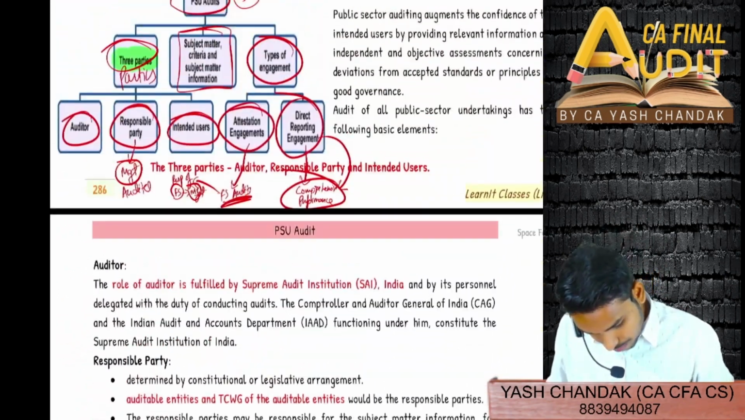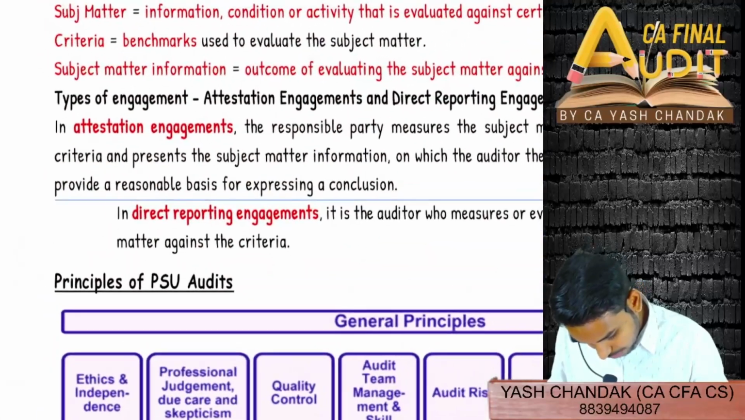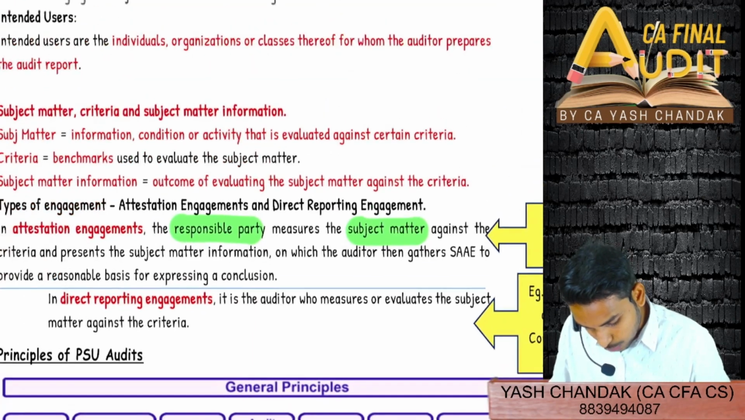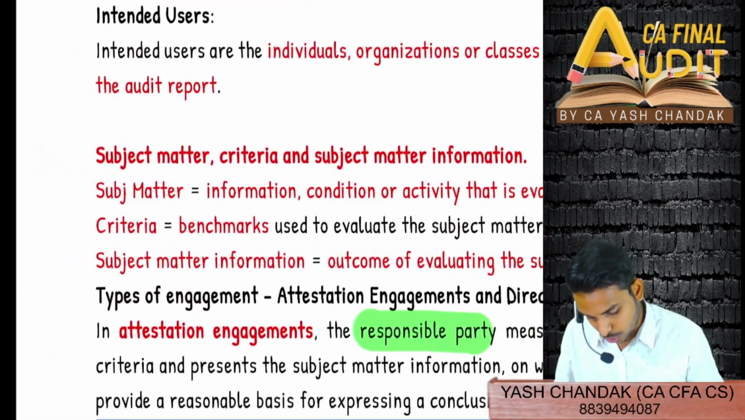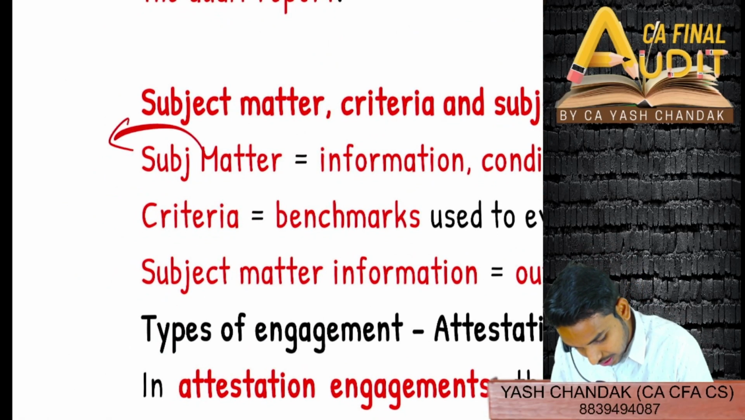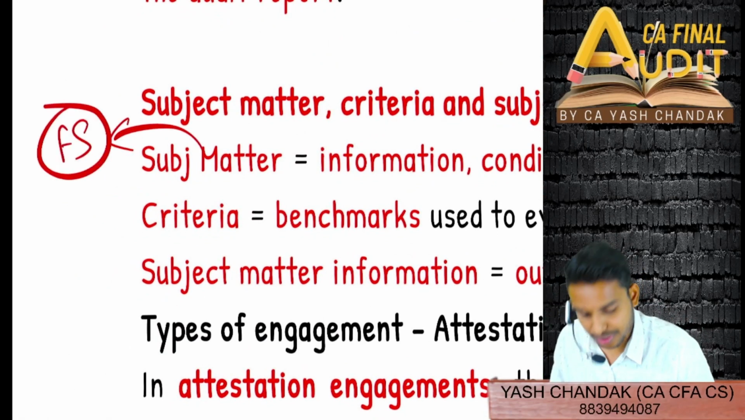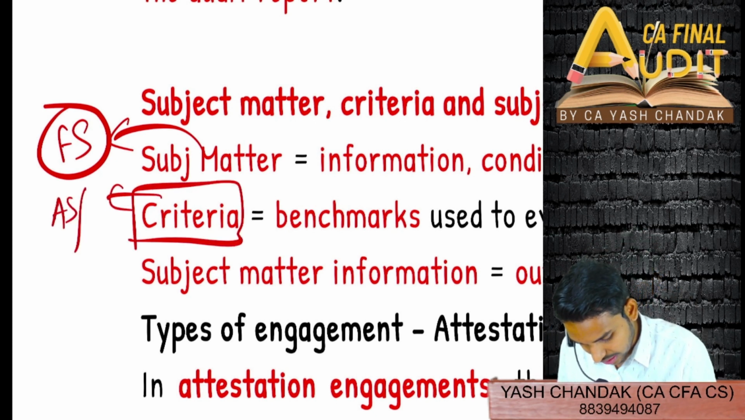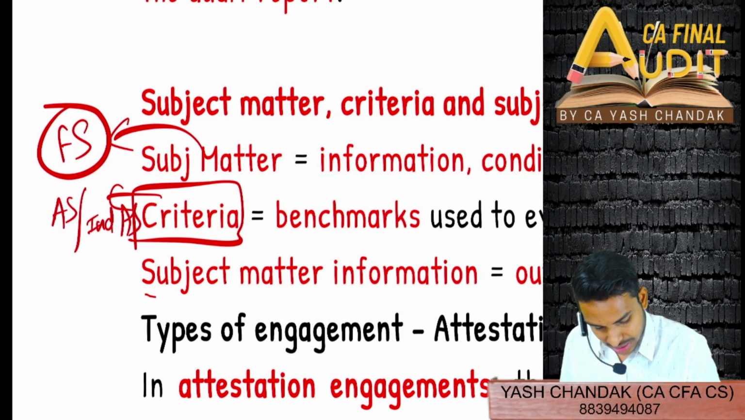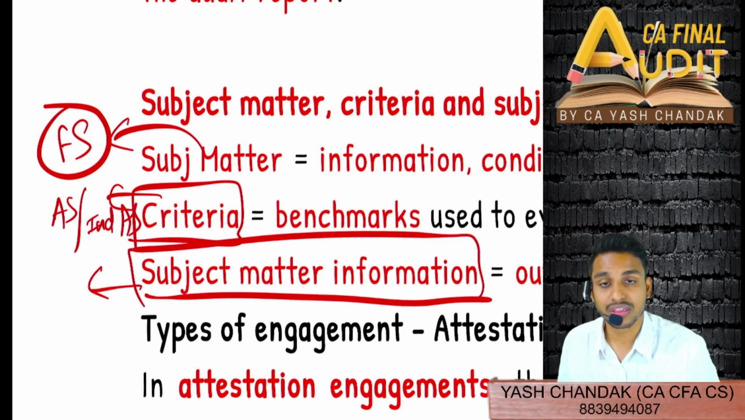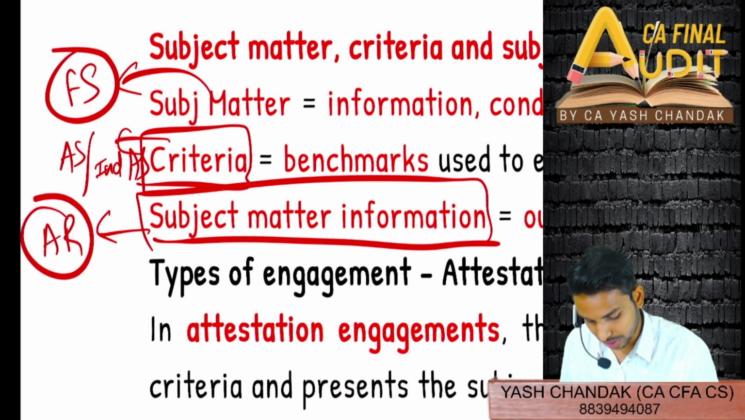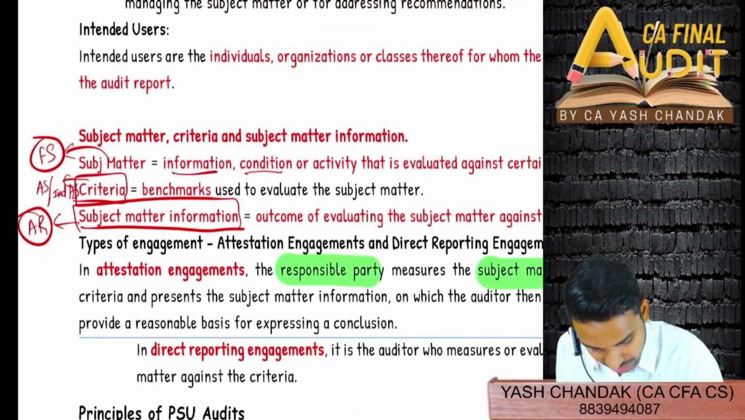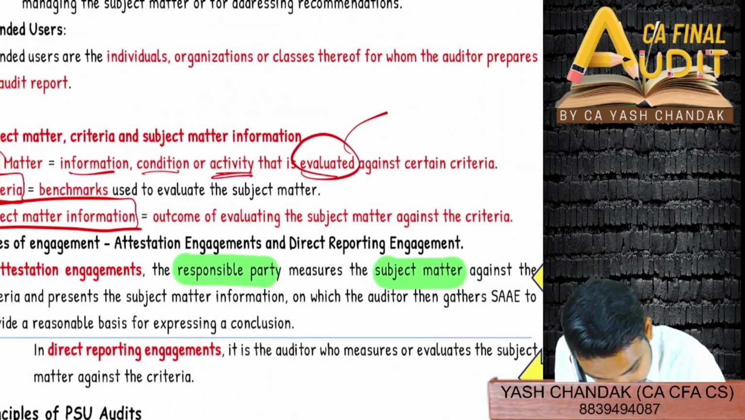Let's see this types of engagement. So attestation engagement is what? The responsible party measures the subject matter. Let me just tell you what is subject matter, criteria and subject matter information. Subject matter is nothing but your financial statement. Criteria, just think about it as AS or Ind AS. And subject matter information, just think about it as the audit report. Now it will be very clear to you: it is the information or condition or activity that is evaluated against a certain criteria.